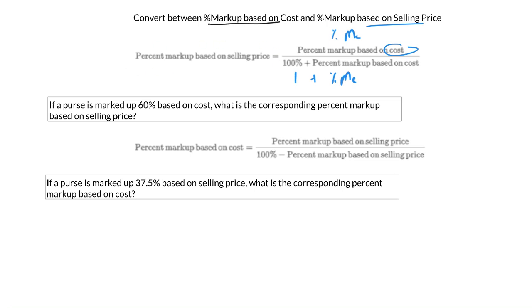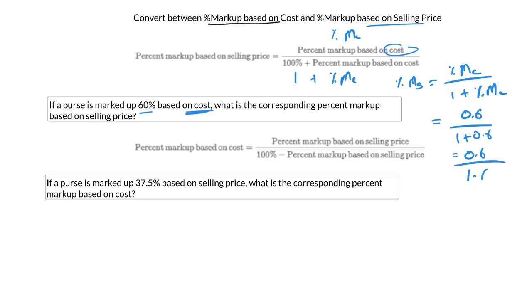to get it into the form of percentage markup based on selling price. So for example, if you're told that a purse was 60% marked up based on cost, to get to our percentage markup based on the selling price, we look at the percentage markup based on cost, and then we divide this by 1 plus the percentage markup based on cost. So essentially it is 0.6 because we have 60% markup, and then divide by 1 plus 0.6. So what we have is 0.6 divided by 1.6. And then this is equal to 0.375 or 37.5%. So this is our markup based on the selling price.